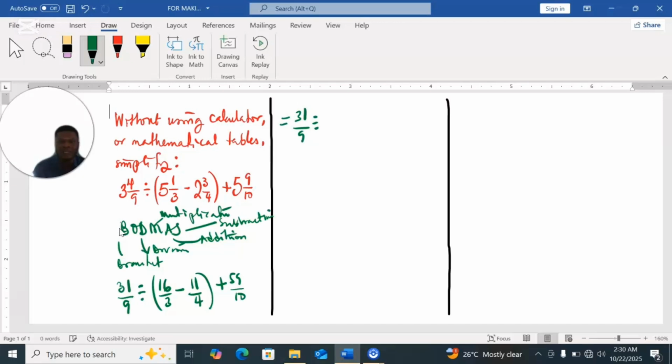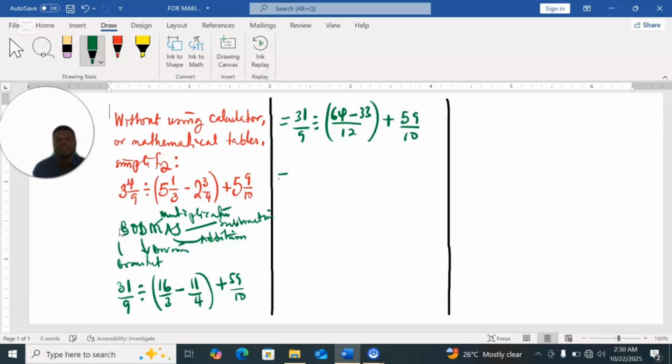31/9 divided by, the LCM of 3 and 4 is 12. So 3 in 12 will give you 4. 4 times 16 will give you 64. Minus 4 in 12 will give you 3. 3 times 11 will give you 33. Then I would come over here and say 59 divided by 10.